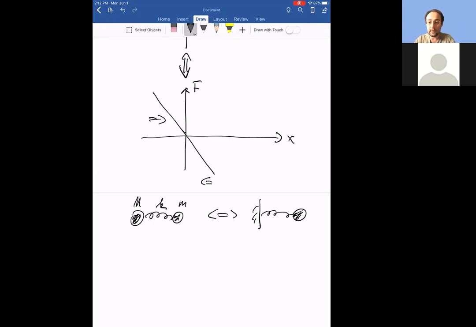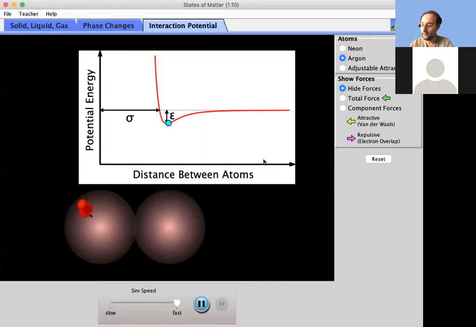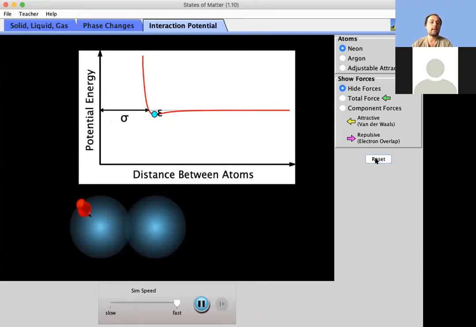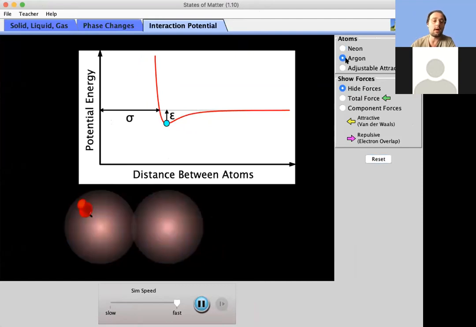So now I'm going to follow through with my promise. I'm going to share the screen with something else. Okay, so here's a simulation of a diatomic molecule. You probably cannot see the iPad anymore, and that's fine. Okay, so let me reset. Okay, so let me choose argon.